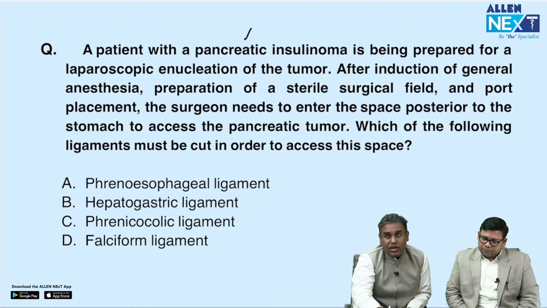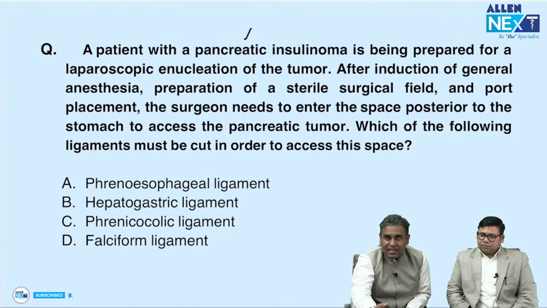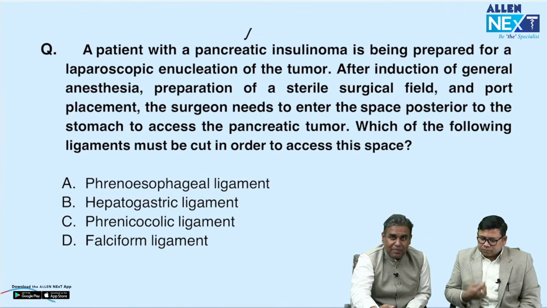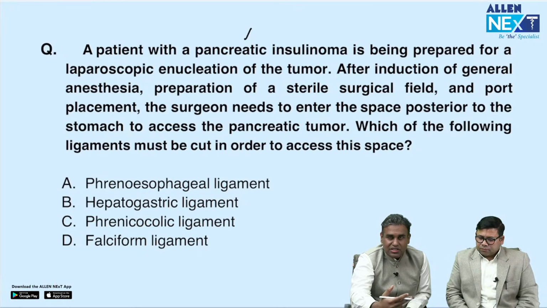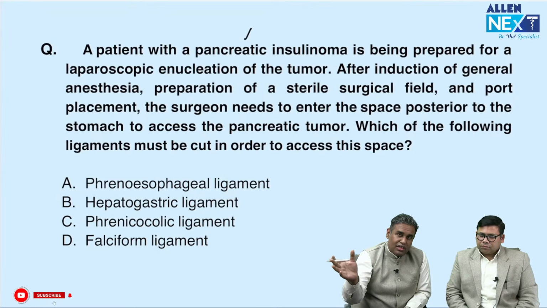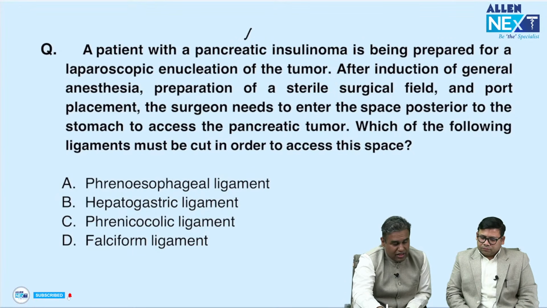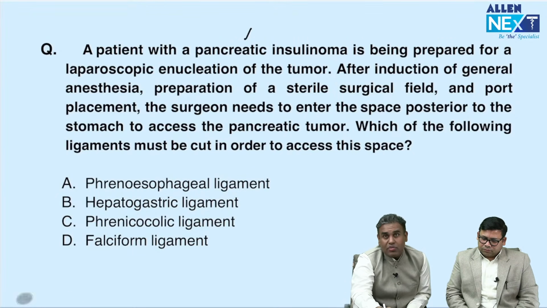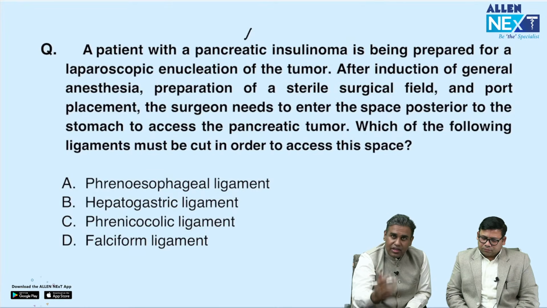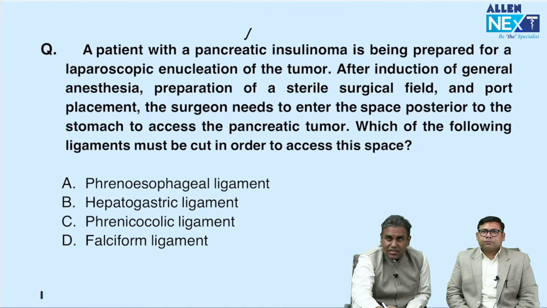Third option is phrenicocolic. It was asked a couple of years back. Remember the spleen question? The spleen is not able to go down directly when there is splenomegaly. Why is it going towards the umbilicus? That was the question. So remember all these options. Phrenicocolic is from the diaphragm to the splenic flexure of the colon. That's also an important ligament. And there's the falciform ligament from the liver going anteriorly to the anterior abdominal wall, having the ligamentum teres at its lower margin.